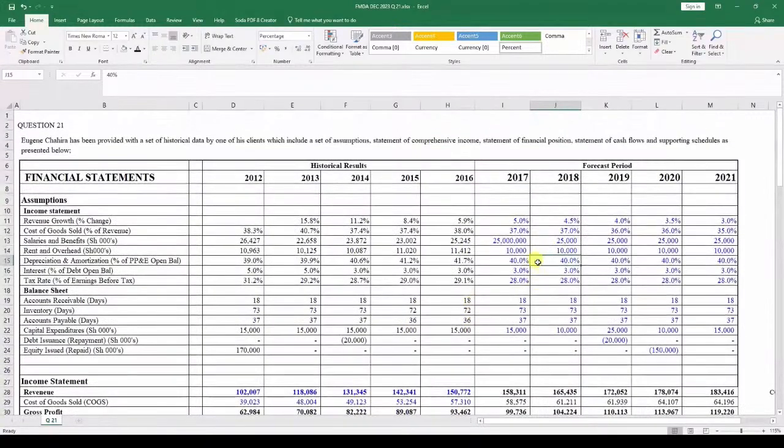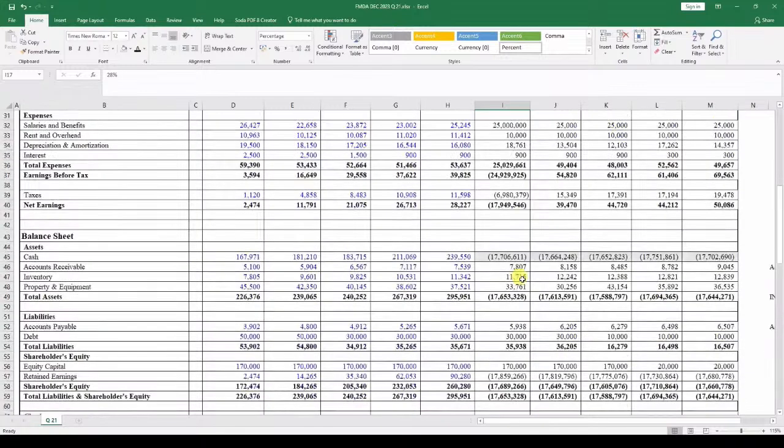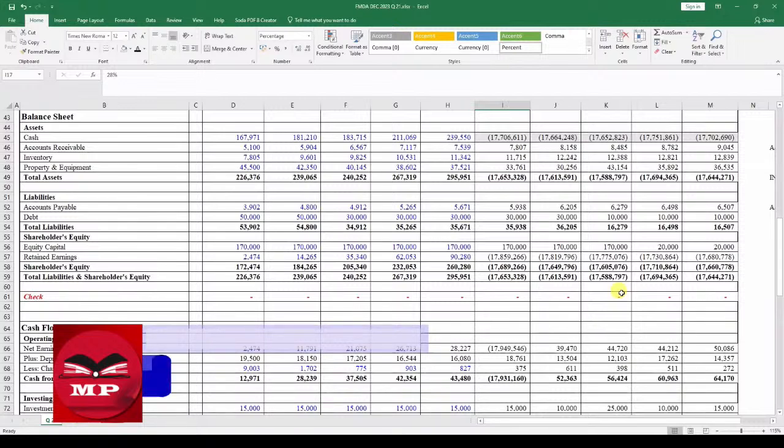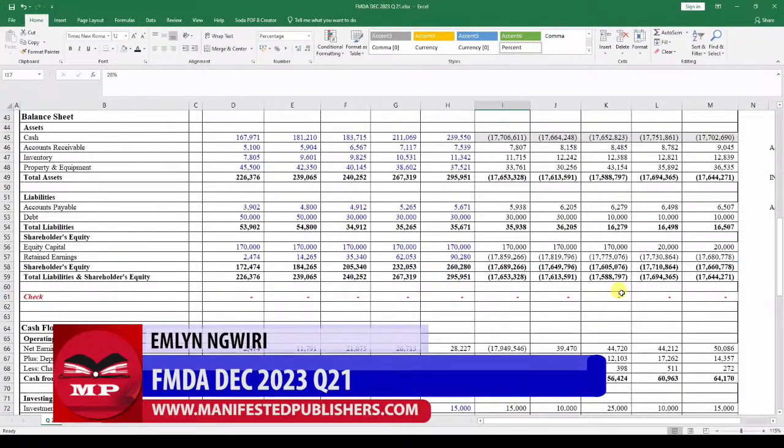If I put this to maybe 50%, it still balances. So this idea of cooking figures cannot arise, because Excel is truthful. Being a true financial analyst means that you need to know how to model all of the three statements: the income statement, the balance sheet, and the statement of cash flows, very well.